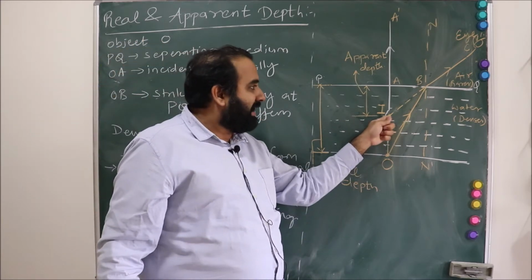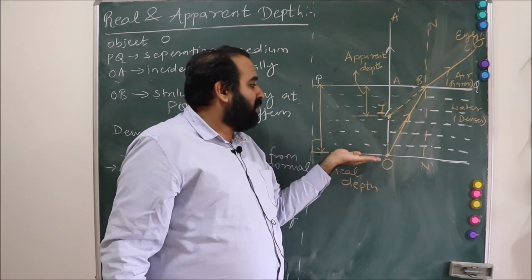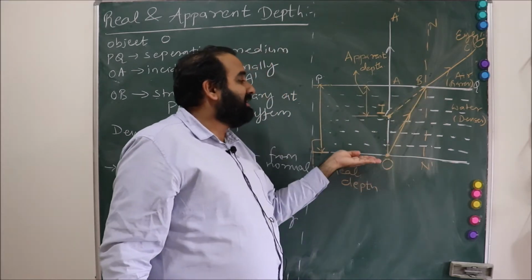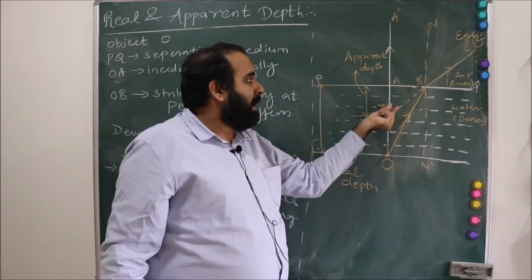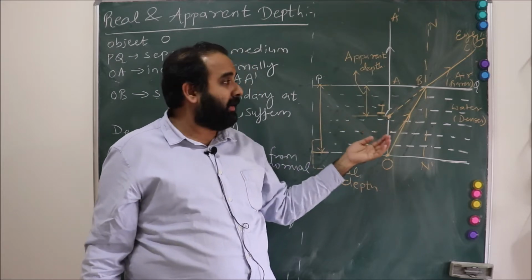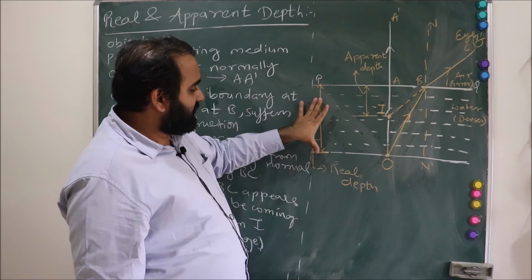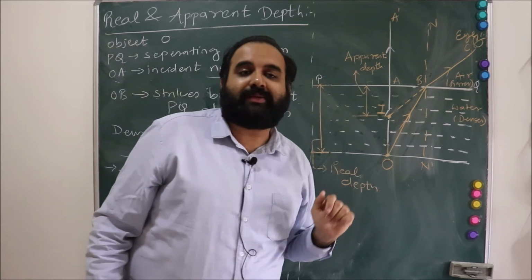So it seems as if the light ray is coming from here, and hence you feel that this entire thing is raised in the upward direction. When you trace this in the backward direction, the image formed here will be a virtual image. So this will be my real depth and this will be my apparent depth.